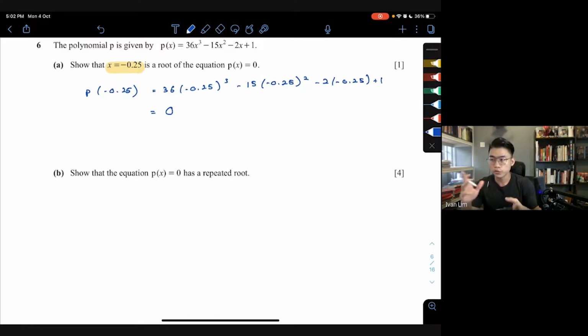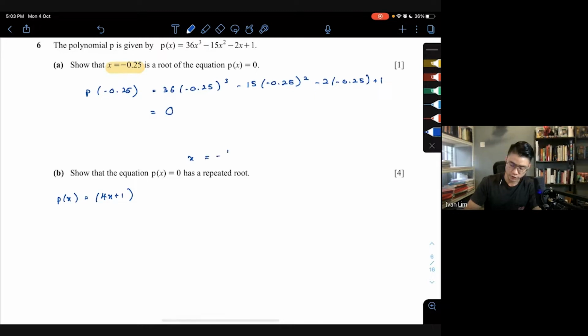But for you to prove it, because the first question was x equals negative 0.25, you use that value to show how you factorize first. Just use long division, and you need to show the long division working. So p(x) equals, we know our first root was negative 0.25, so the first factor is 4x plus 1, because x equals negative 1 over 4, then 4x plus 1 equals 0.